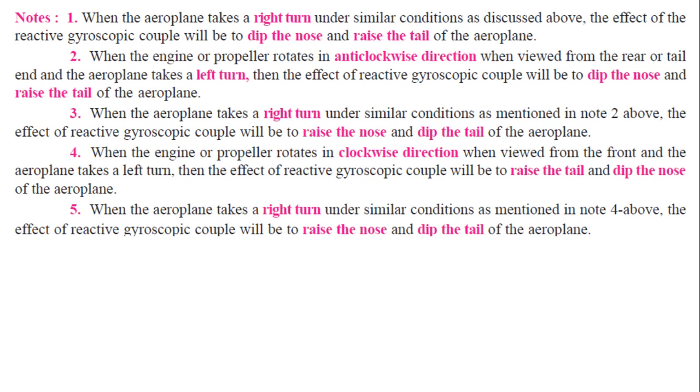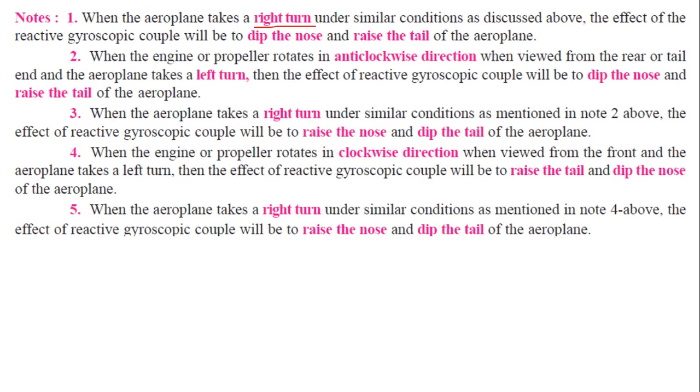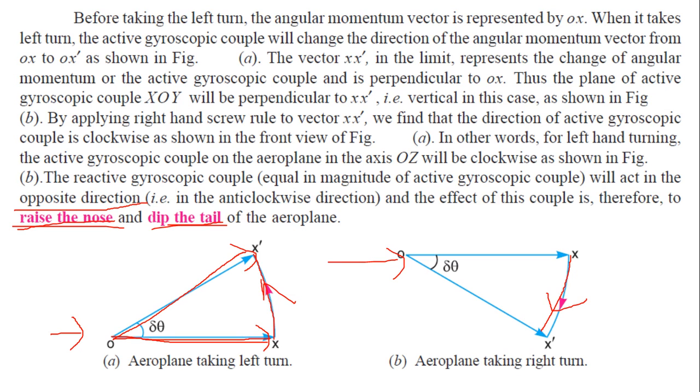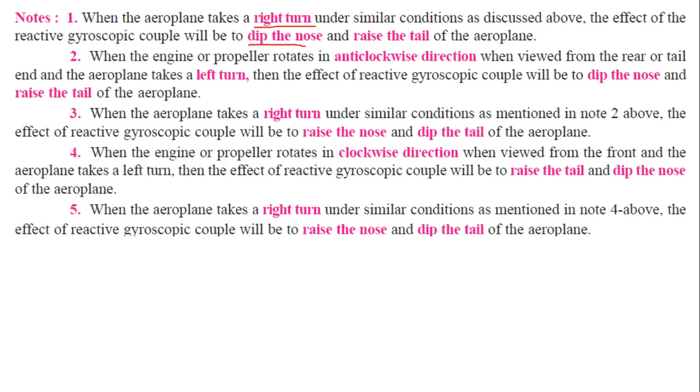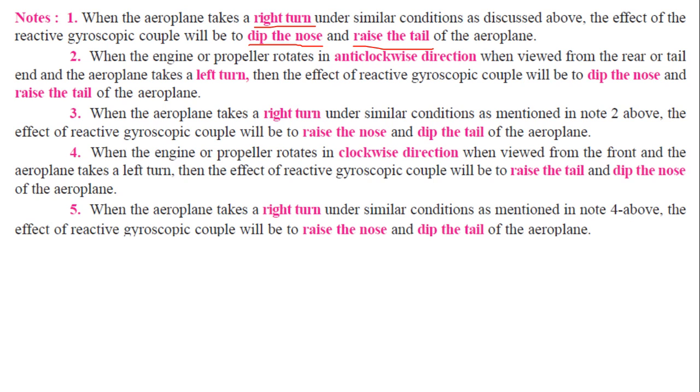From there it can be understood. Automatically, when the aeroplane takes a right turn, the same conditions given in the above effects apply. That was about the left, but if I take a right turn, what will happen in that case? The dipping of the nose will be there and the rising of the tail will be seen. Whereas in the last case, when taking the left direction, it raises the nose and dips the tail, now you can see when turning right, there will be a dip in the nose and a raise in the tail.